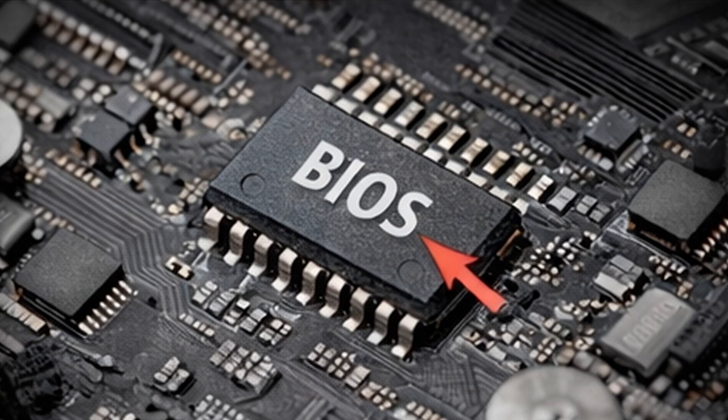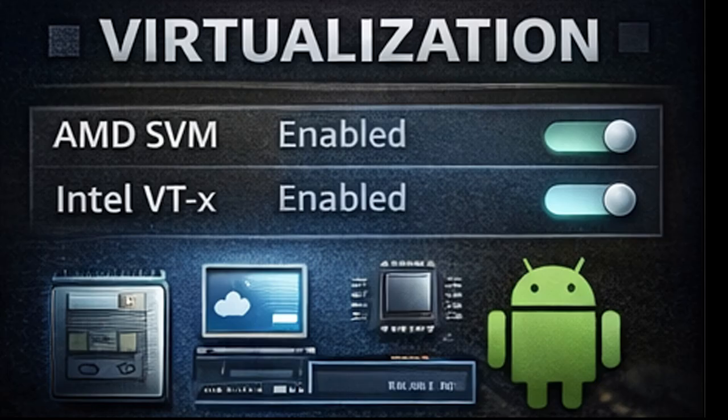Now let's go through the most important BIOS settings you should understand. Point 1. The most important setting is boot order, also called boot priority. Boot order determines which device the BIOS checks first when starting the computer. For example, setting your SSD as the first boot device allows Windows to load faster. If a USB device is set first, the system will attempt to boot from USB. This setting is essential when installing Windows or Linux.